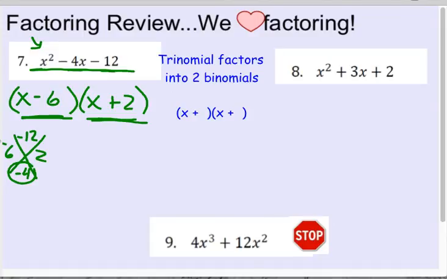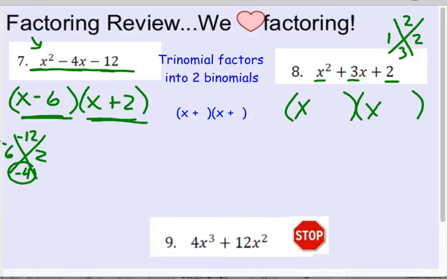This one, same thing. Look at all 3 terms. I can't take anything out but 1, so I'm going to go right into x and x. Factors of 2 that add up to 3. This one's pretty easy. There's only 2 factors of 2, 1 and 2, or negative 1 and negative 2, but meaning we want a positive 2 when we multiply them. They both have to be positive when we add them to get a positive 3. So x plus 1 and x plus 2.